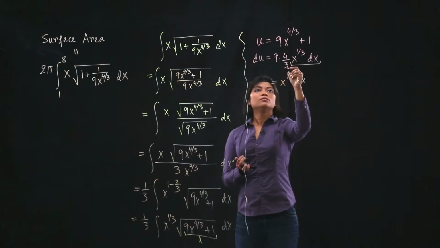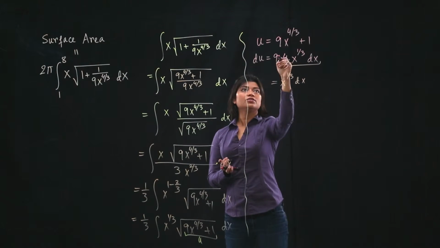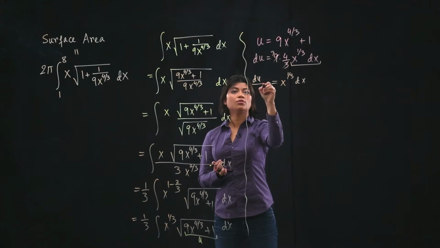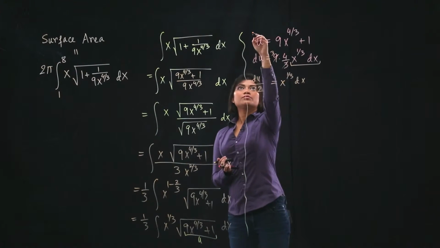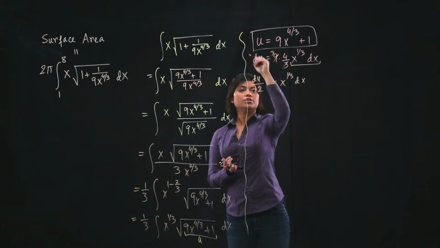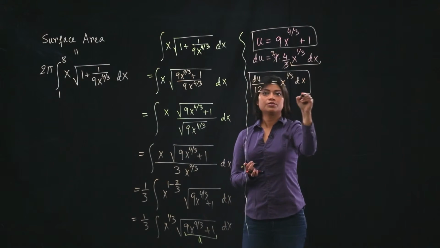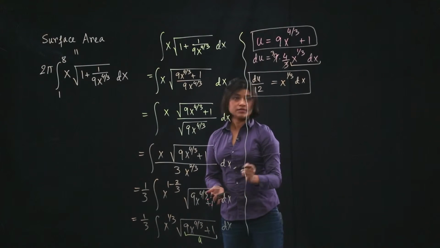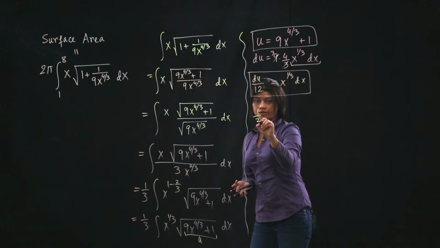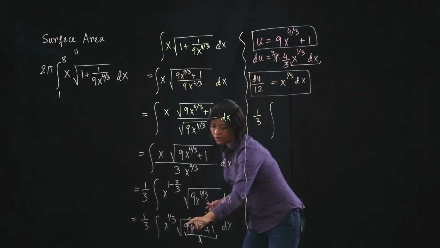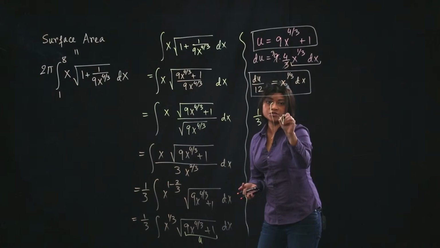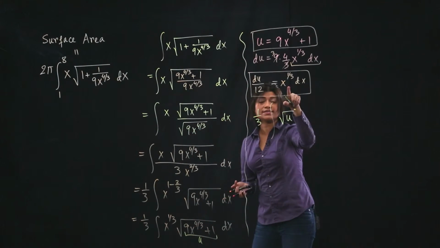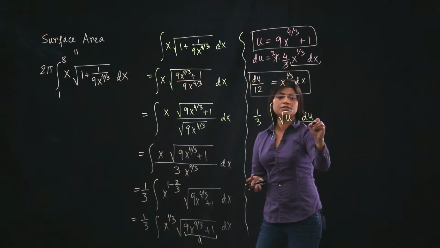equals? Well, you could have cancelled the 9 and the 3. So it's 3 times 4, 12. That is du over 12. So we're going to use the u sub and we're going to use the du portion. So let's rewrite our integral. We have 1/3 integral. The square root becomes just a square root of u, and the x to the 1/3 times dx, replace that with du divided by 12.